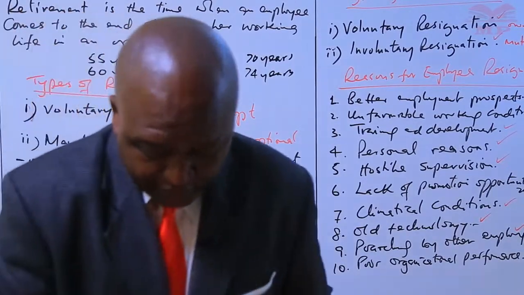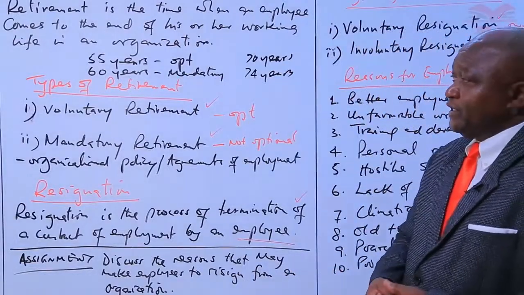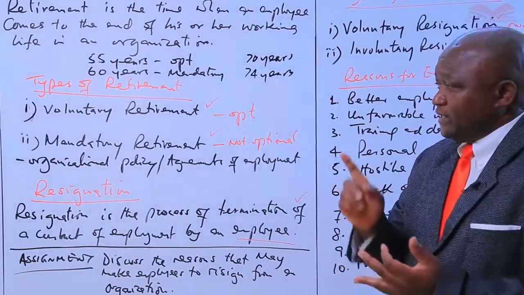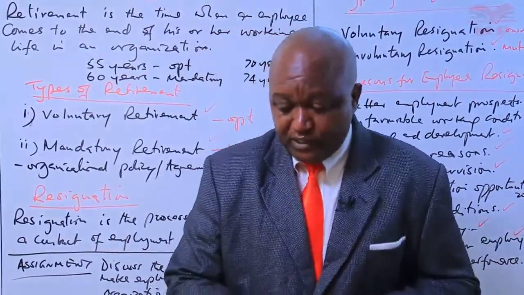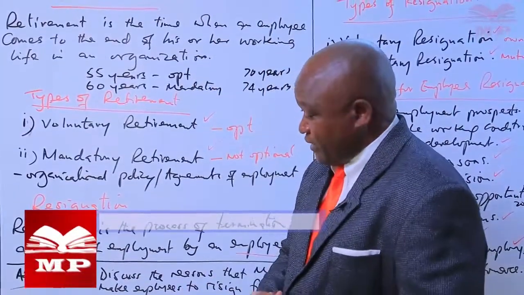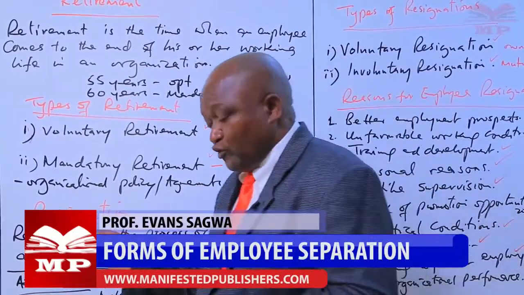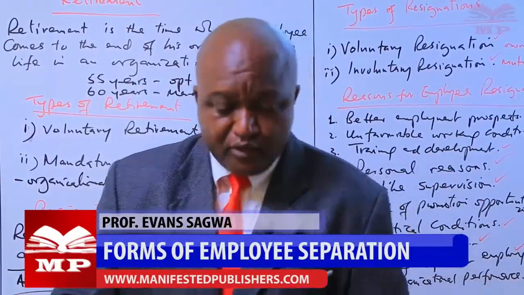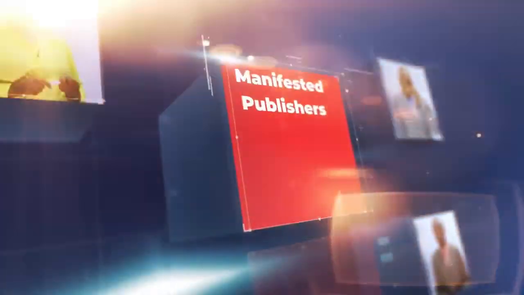So, we have looked at our lesson today, which has been forms of employee separation. We have looked at retirement, types of retirement, resignation, and reasons why employees may resign from working for a given organization. And we have also looked at an assignment. So thank you very much for being attentive in our lesson today.